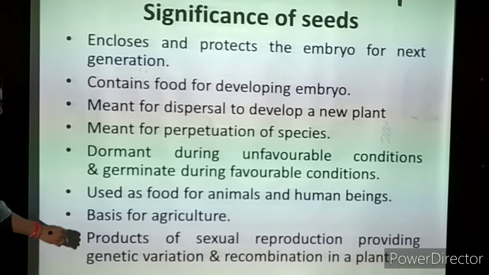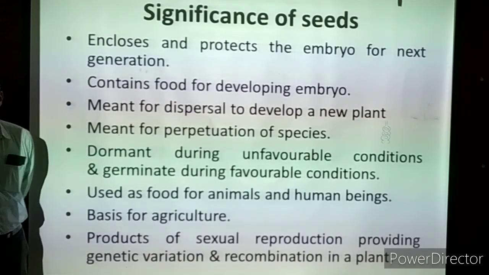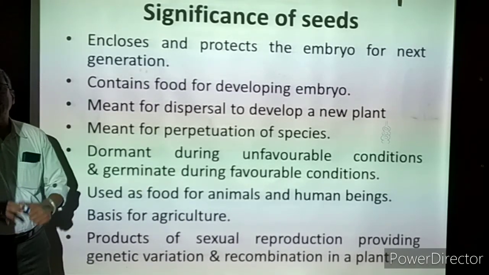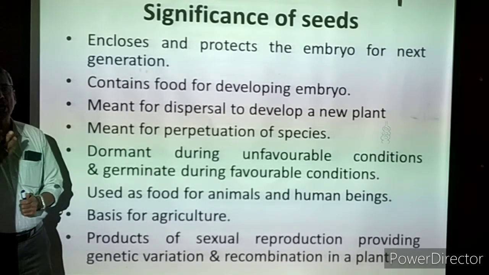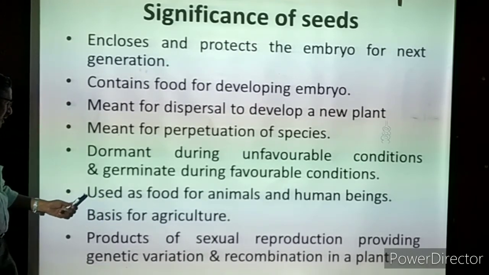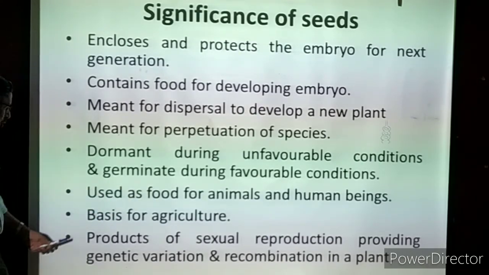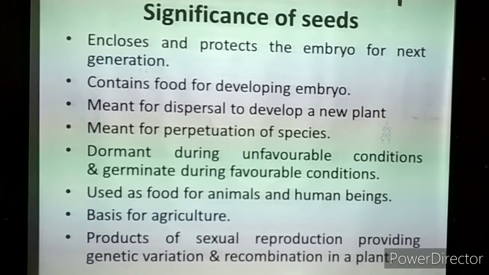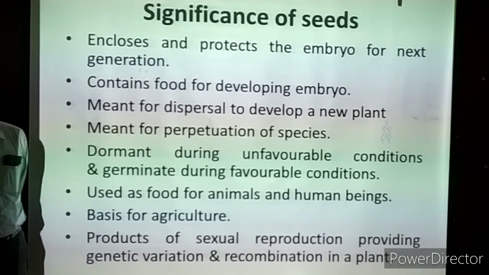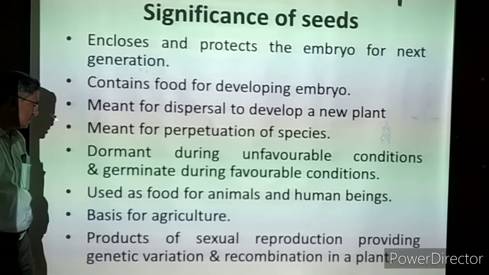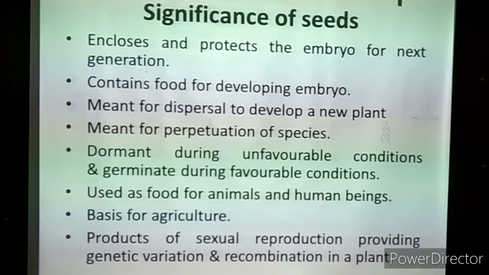That is what we call horse gram. Even human consumption of horse gram is possible. At the same time, horse gram is a good, nutritious food for the horse, because the muscles will become much stronger. Like that, seeds are used as food for animals and human beings. They are also the basis for agriculture. Whether we are cultivating paddy, wheat, maize or whatever it is, we need seeds. Without seeds, we cannot germinate new plants. So it is the basis for agriculture.